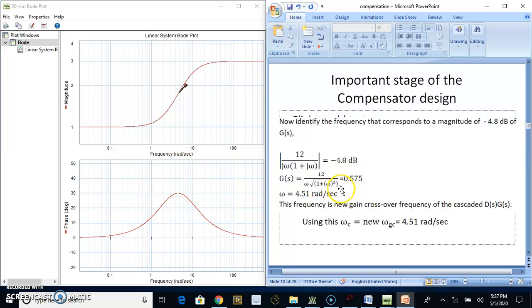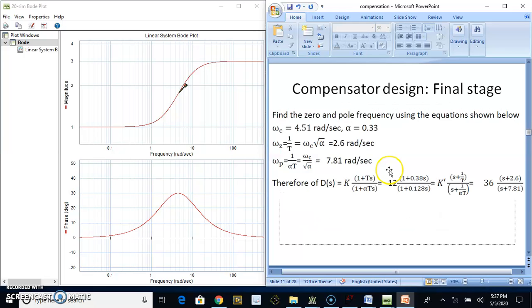No need to actually verify this. It will be exactly at 4.51. Since we are nullifying that 4.8 with this minus 4.8, the crossover frequency is also 4.5.